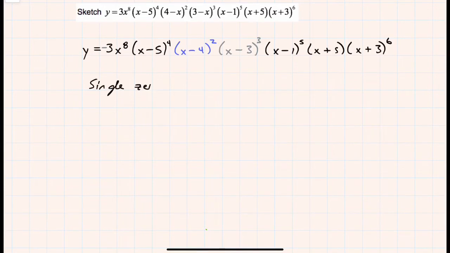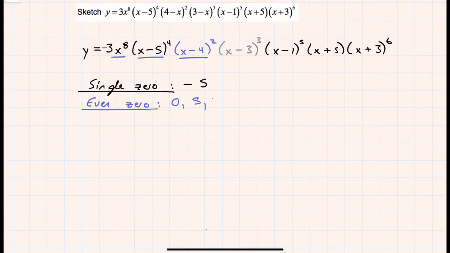So my single roots, there's just one single zero, and that's at -5. The bounces, or even zeros, are anywhere there's a power that's even. So x to the 8th is at 0, and then +5, +4, and -3. The chairs, or odd zeros, are at 3 and 1. And now I'm just going to plot all those points.